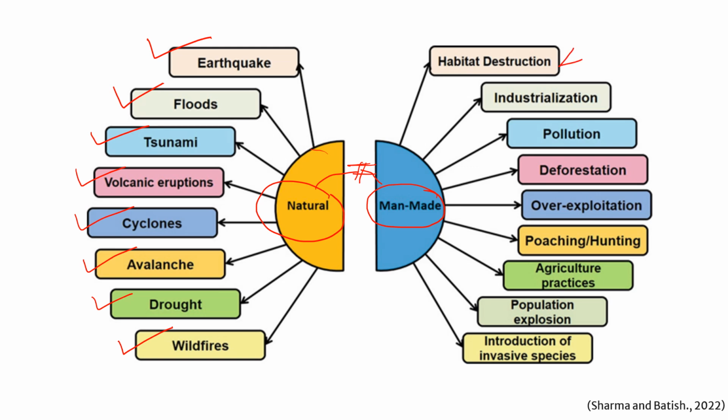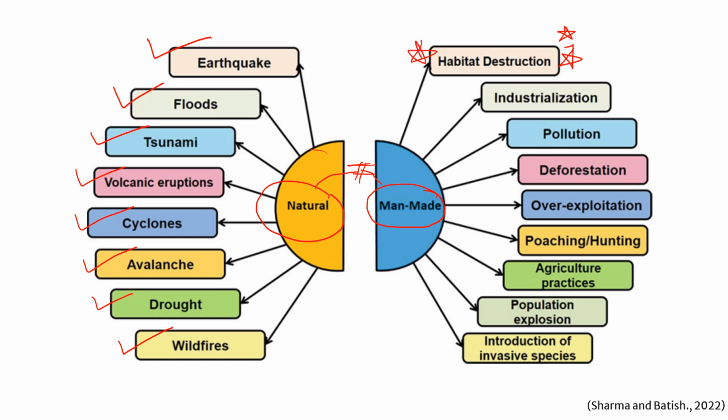हैबिटेट डिस्ट्रक्शन, जो कि सबसे इंपॉर्टेंट फैक्टर है प्रेजेंट में, हैबिटेट डिस्ट्रक्शन, इन विच we destroy the habitat of a particular species or a particular animal or a particular plant, so it will be unable to survive in that harsh condition. So habitat destruction is one of the biggest reasons.